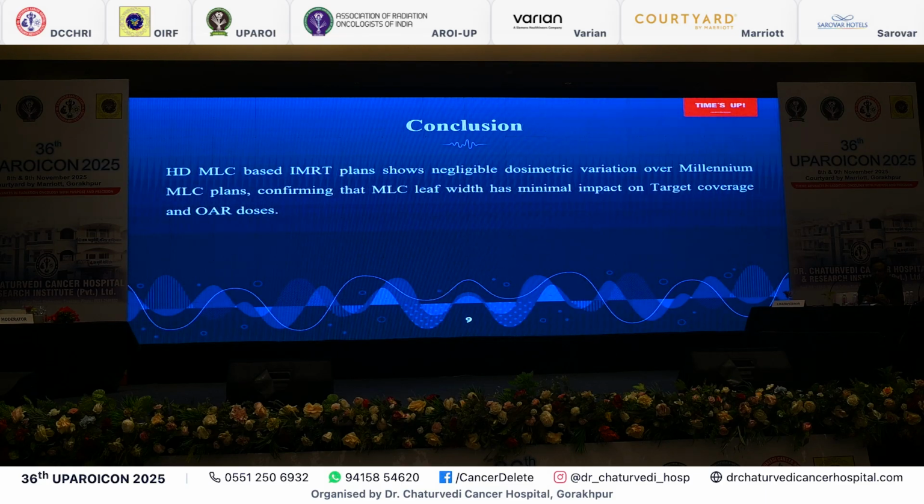From this study, it is concluded that HDMLC based IMRT plans show negligible dosimetric variation over Millennium MLC plans, confirming that MLC leaflet width has minimal impact on target coverage, OAR doses and normal tissue doses.